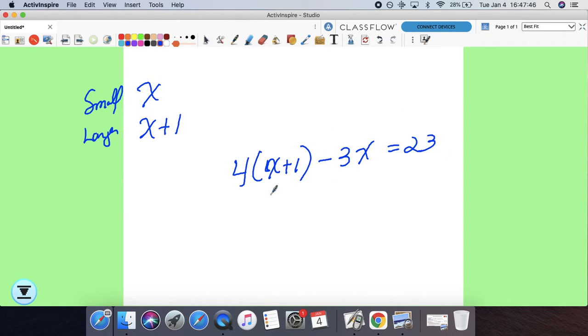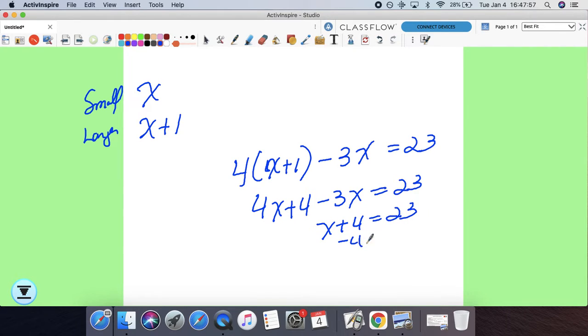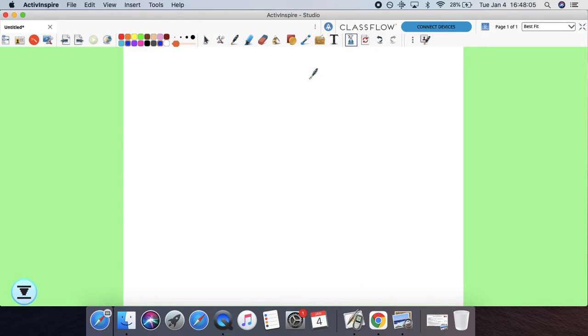That's what that says. So now it's just solving it. Okay, 4x minus 3x is x. We simplify, combine like terms. Minus 4 on both sides. X equals 19. So the small number is 19 and the large number obviously is 20. So that's that on that page.